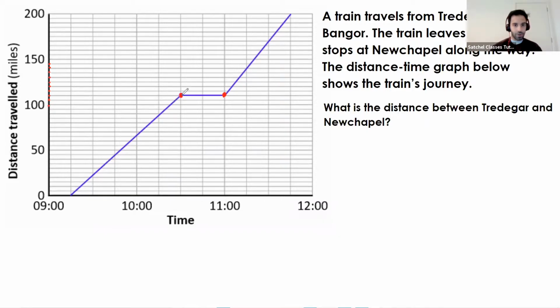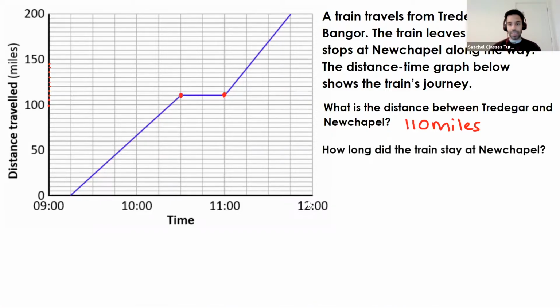So this is 110 over here. So each line is 5. Therefore, we have 2 lines. So that's going to be 110 miles in this example. So what is the distance between Tridigo and New Chapel? Well, that's from here to here where the train stops. So that's 110 miles. Next question, it says, how long did the train stay at New Chapel?